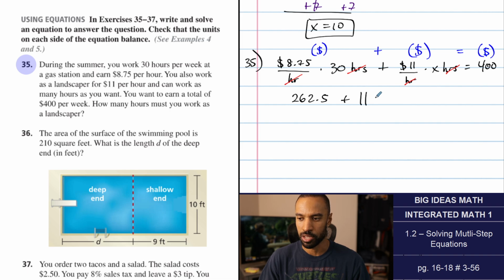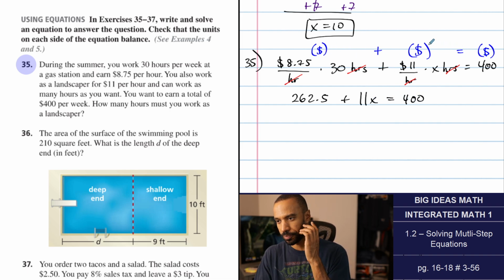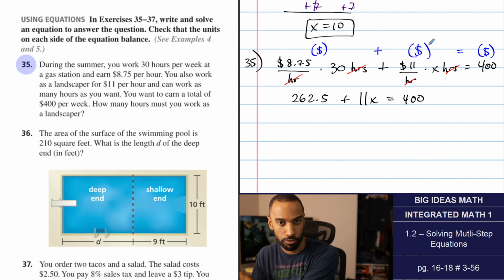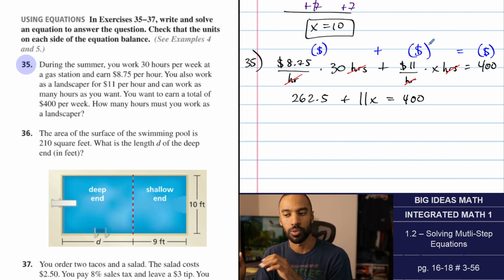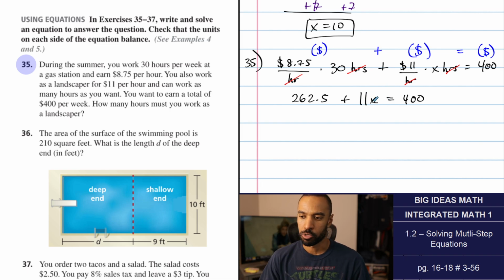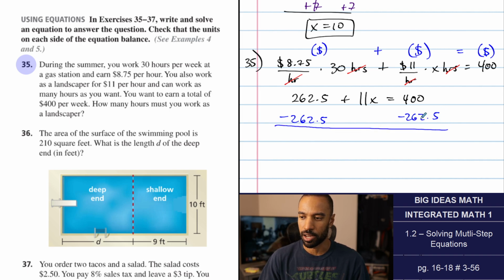But we're still working on this. This is 11 times X. By the way, why am I setting up the equation the way that I am besides the units? X is an unknown for us. We can landscape as many hours as we want, but we want that number of hours to give us $400 ultimately. So that was our setup. Multiply the dollars per hour times that unknown. So let's solve for X. We're going to subtract this from both sides. One of those things I don't want to make a mistake on again, but I'll try.